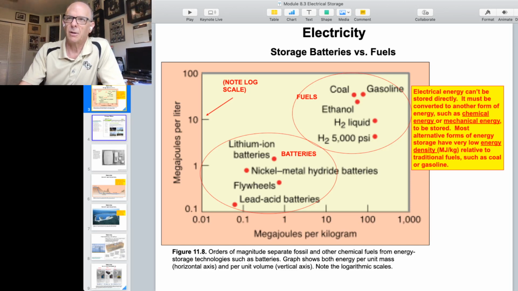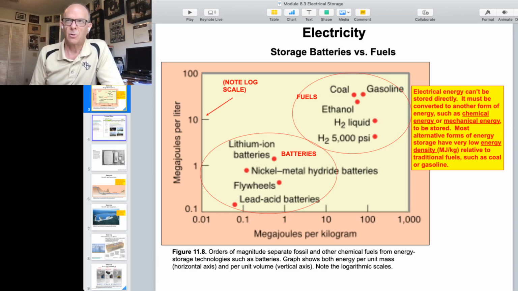But you'll notice in the upper right-hand corner, also at 100 megajoules per kilogram, is liquid H2 and H2 at 5,000 psi. That's gaseous hydrogen in a high pressure tank. And so those take up a little bit more space than a gallon of gasoline, but in terms of the amount of material you've got, they are very good. That's a very good energy storage.